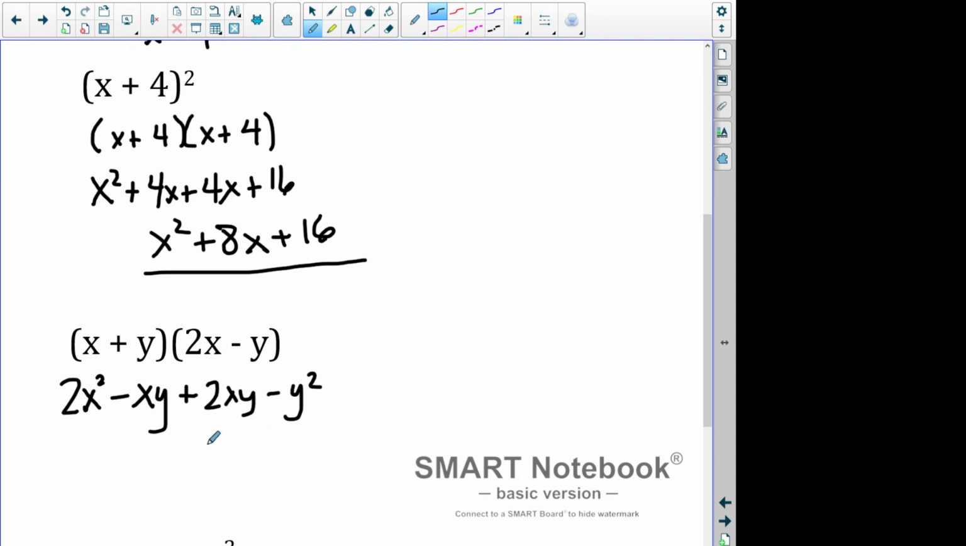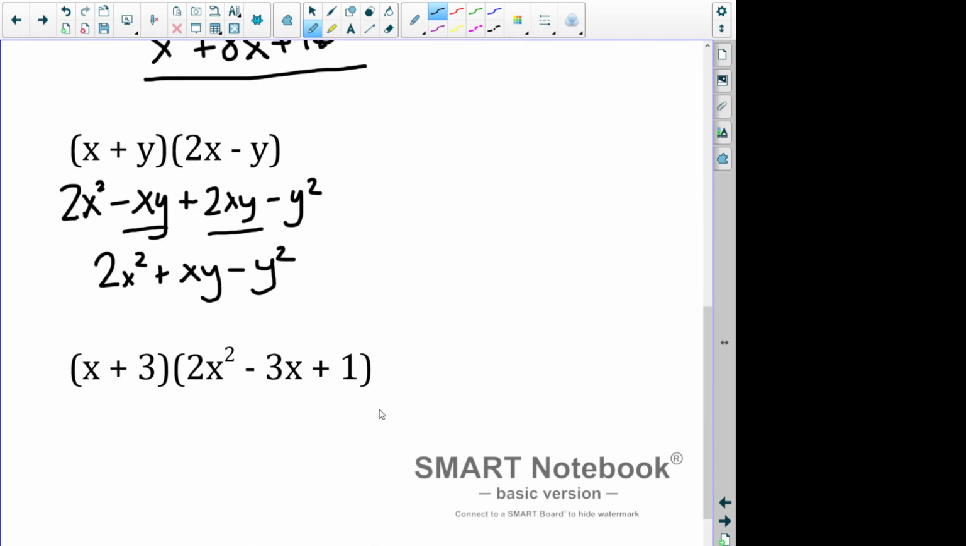Now I'll look here and see if I can combine like terms. I've still got like terms in the middle, these xy terms. They have the same variables, and the variables have the same exponents, so I can combine these. This is negative 1 plus 2, so I end up with 2x squared. And then I have positive 2xy minus 1xy. That gives me 1xy, and then minus y squared. Same process, we just happen to have two variables in this one.